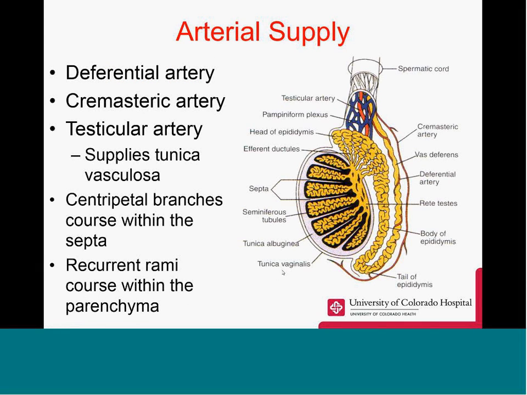The arterial supply. The deferential and cremasteric arteries supply the epididymis and extratesticular tissue. Then we have our testicular artery that supplies the tunica vasculosa, centripetal branches that then course within the septula, and then the recurrent rami, which course within the parenchyma of the testis. You can see here within the spermatic cord, our testicular artery comes down to feed the testis, while the cremasteric and deferential feed the epididymis.